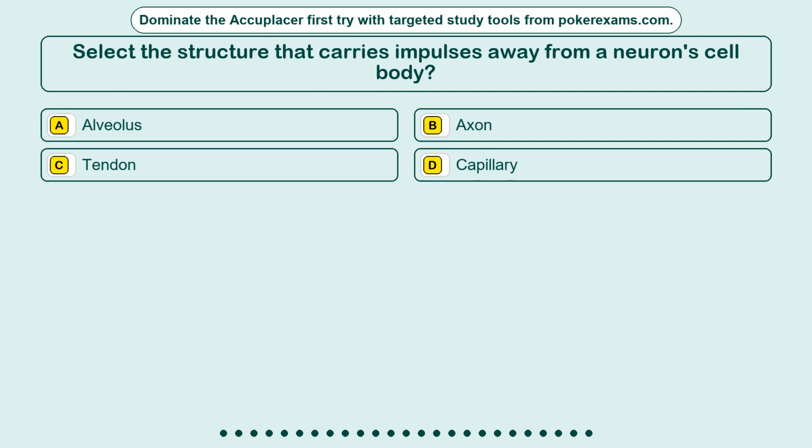Question 24. Select the structure that carries impulses away from a neuron's cell body. Option A, alveolus. Option B, axon. Option C, tendon. Option D, capillary.